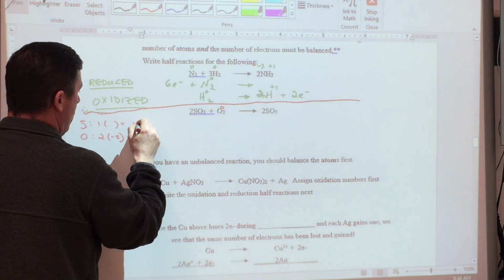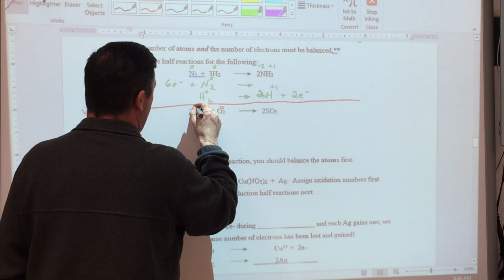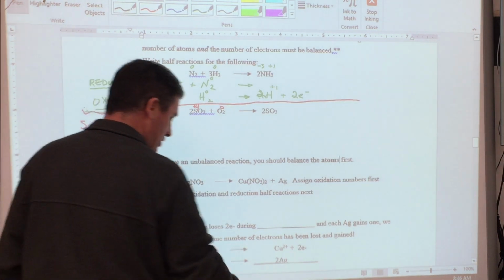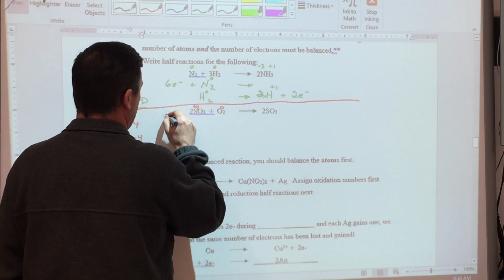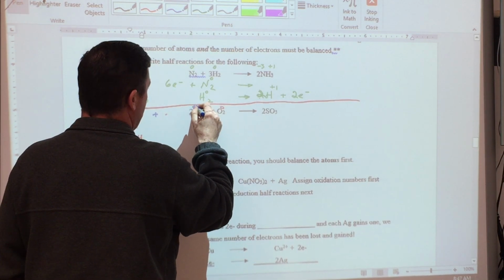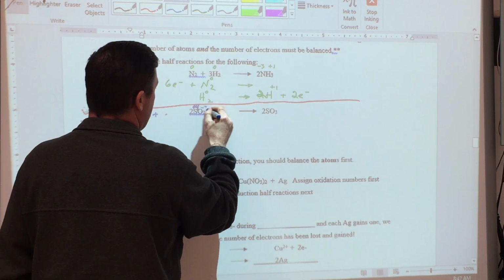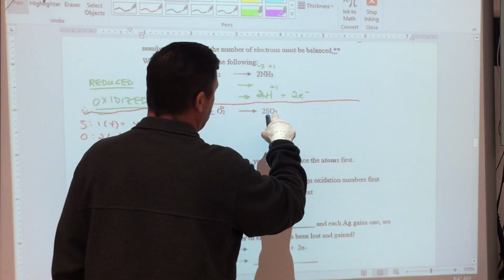And this must be 4. 4 plus negative 4 is 0. That's a 4. So this is a positive 4. I'm going to change to blue. This is positive 4. Doesn't matter what pen I use, I guess, huh? Positive 4, and oxygen is negative 2. All right, let's go over here.